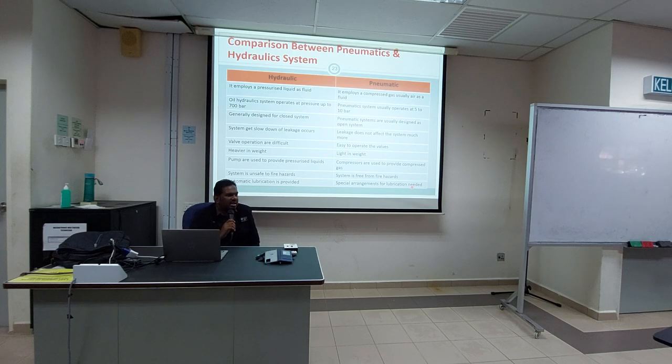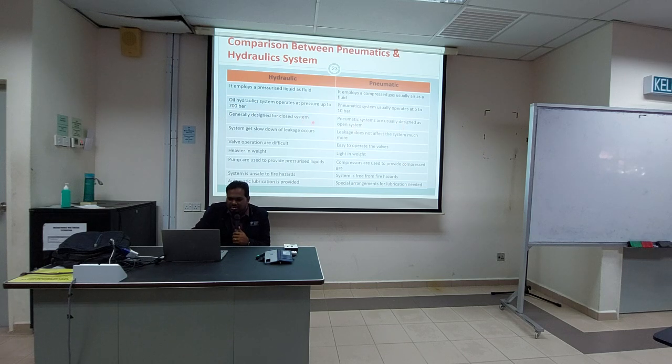So hydraulic ni kita akan tengok nantilah. Sebab I think chapter number 6, chapter number 7 kita akan tengok hydraulic. Tapi generally hydraulic is opposite to the pneumatic. Pneumatic gunakan gas, hydraulic gunakan liquid. So pneumatic guna dari maximum 10 bar. So hydraulic boleh sampai 700 bars.